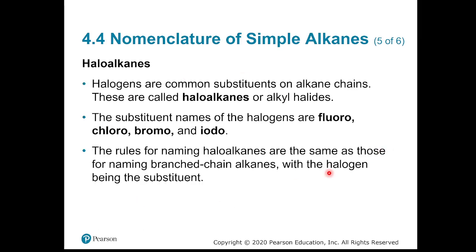Okay, let's talk about haloalkanes. Now, halogens are going to be common substituents on alkane chains. These are going to be referred to as haloalkanes or alkyl halides. The substituent names of the halogens are going to be fluoro, chloro, bromo, iodo. So let's say we had an ethane with a chlorine on it. This would be chloroethane. If we had a bromine on it, it would be bromoethane. So the rules for naming are going to be the same as branched chain alkanes. The halogen is just going to be substituted up front and added on as a prefix at the beginning of your name.